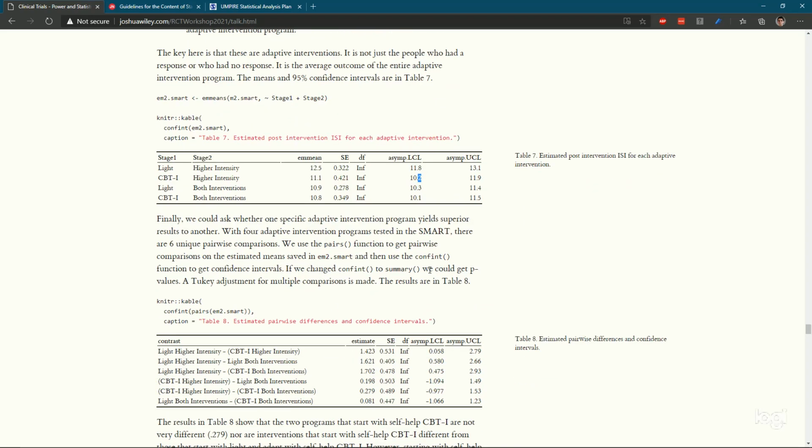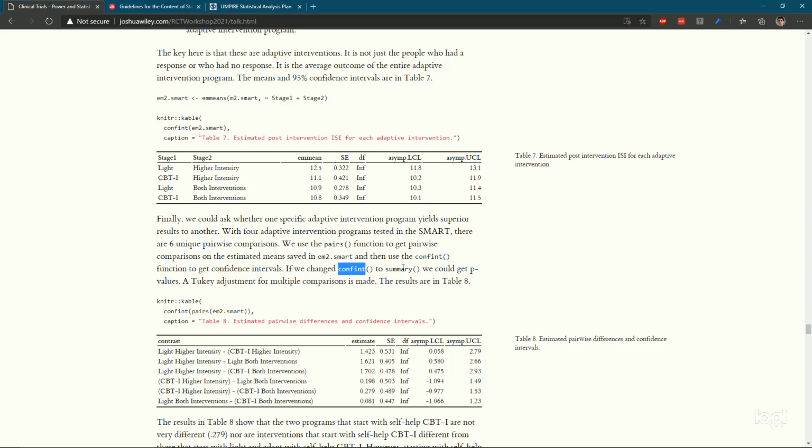The other thing we might want to ask, of course, the means are helpful, those often get reported, and we might want to ask whether one specific adaptive intervention program yields superior results to another. So we can see the means here, but now we might want to know, well, is this 10.8 significantly better than this 12.5? We can use the pairs function to get all possible pairwise comparisons on estimated means, saved in this object we'd already saved them in, and use the confint function to get confidence intervals.